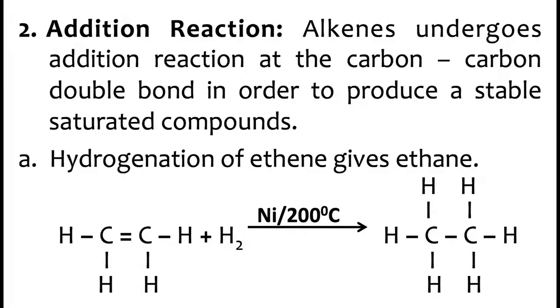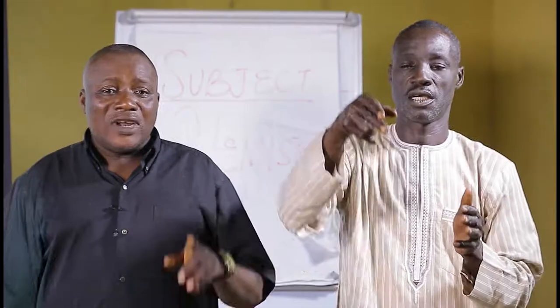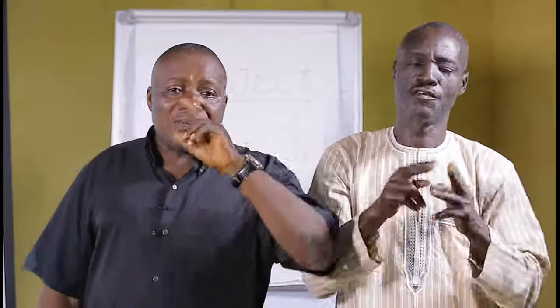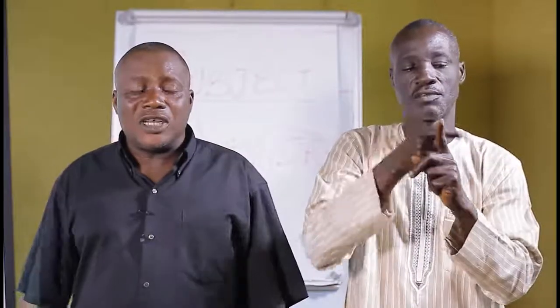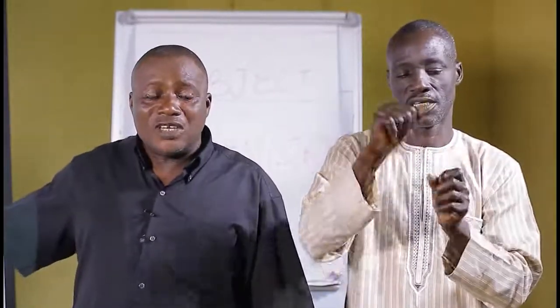The reaction could be hydrogenation, when you're adding hydrogen. You can see the case. The double bond of the alkene, ethene, can be broken when you react it with hydrogen to give you ethane, that is a single bond hydrocarbon. And while you are doing that, a very high temperature is involved, and a catalyst known as nickel catalyst is involved in the reaction.